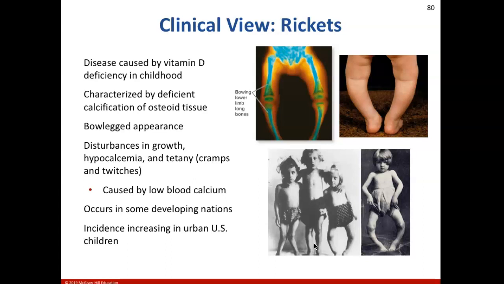We have hypocalcemia, which is a reduction in calcium in the blood, and tetany, which are cramps and twitches that take place. These are all caused by low blood calcium. And it occurs in some developing nations still, but the incidence does not happen in the US as much, but there are some incidences increasing in urban US children.